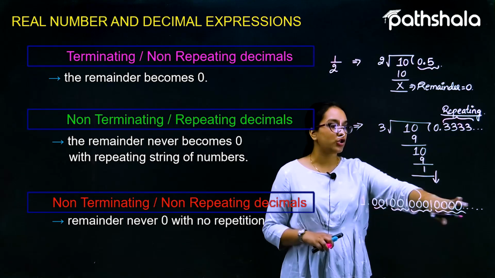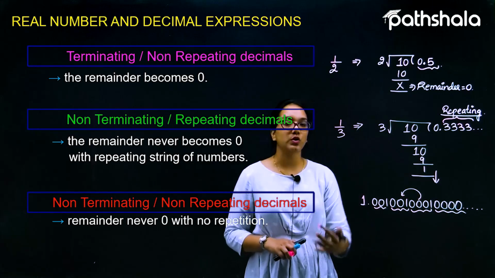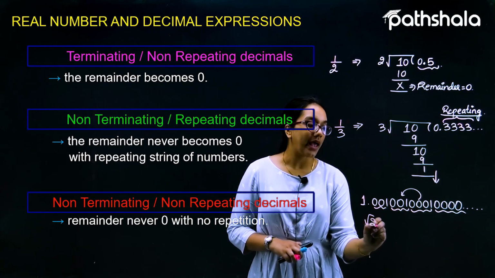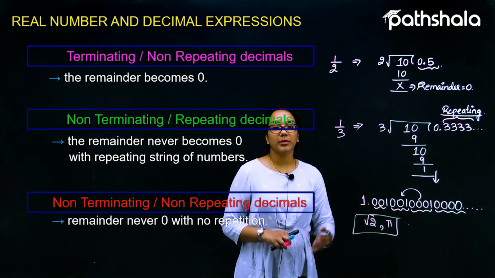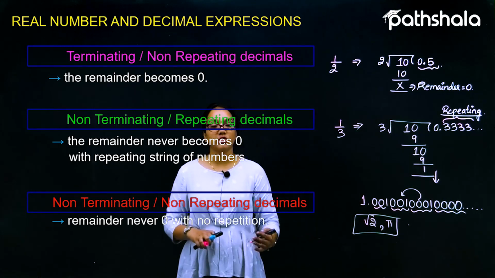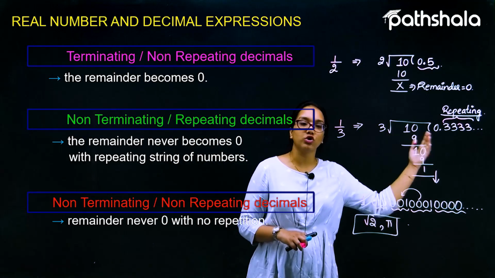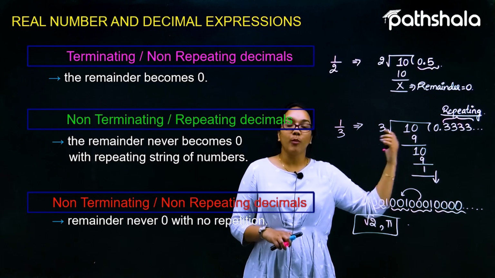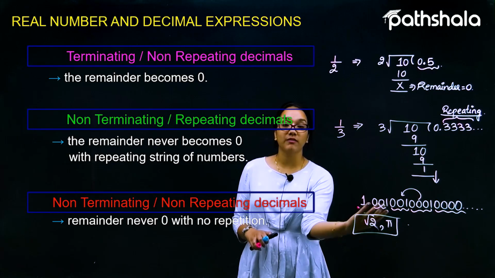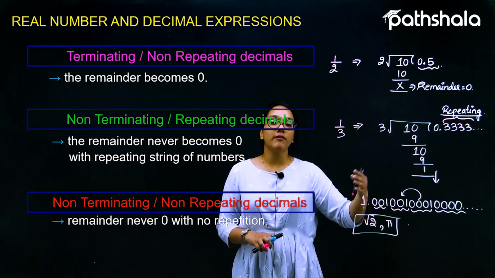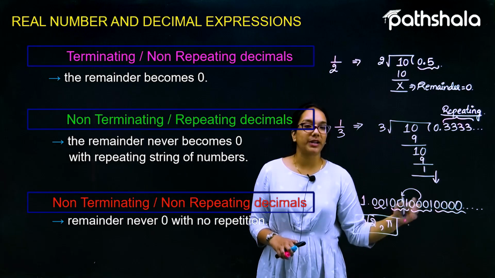There is no such repetition of the string of the numbers, and the remainder can never be 0. So we can also say that the numbers square root 2 and pi are both called non-terminating and non-repeating decimals, because the value of root 2 is 1.413 and so on. The numbers can never repeat themselves. Moreover, the remainder can never be 0 in the case of root 2, and similarly in the case of pi, because the value of pi is 3.14 and so on. The number is a non-terminating and non-repeating decimal.